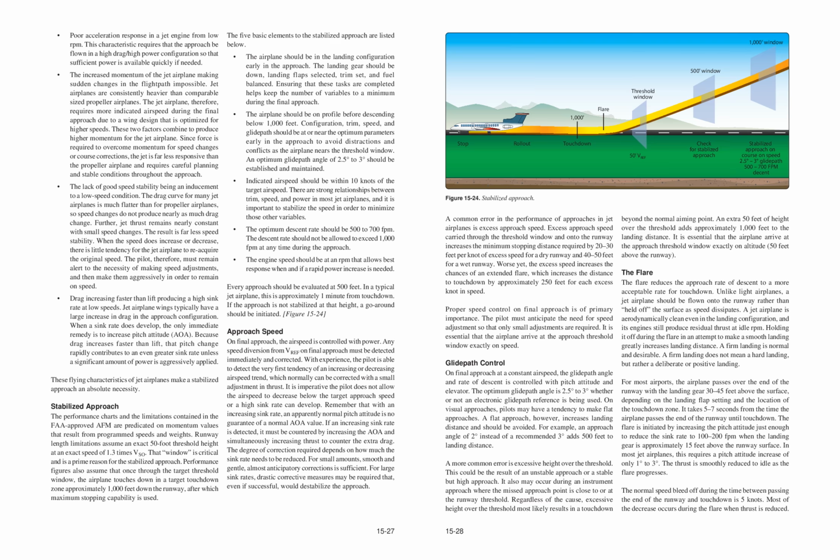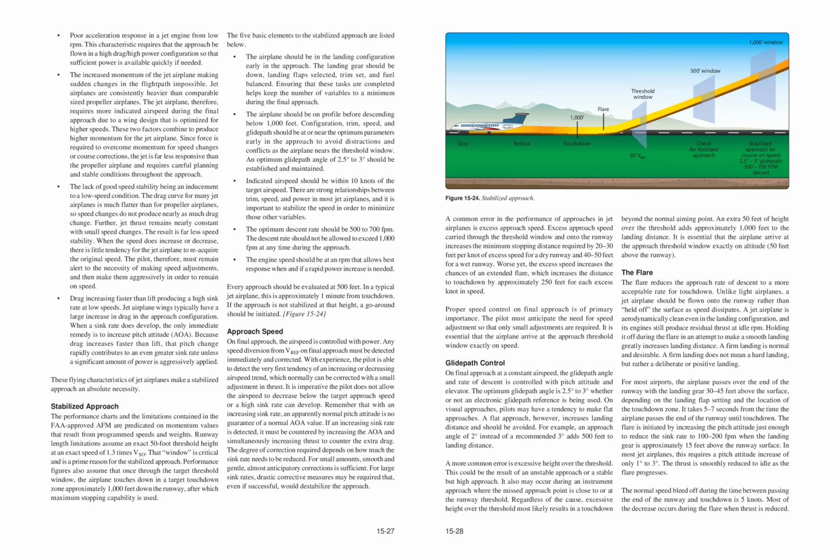Figure 15-24. Stabilized approach. A common error in the performance of approaches in jet airplanes is excess approach speed. Excess approach speed carried through the threshold window and onto the runway increases the minimum stopping distance required by 20 to 30 feet per knot of excess speed for a dry runway and 40 to 50 feet for a wet runway. Worse yet, the excess speed increases the chances of an extended flare, which increases the distance to touchdown by approximately 250 feet for each excess knot in speed.